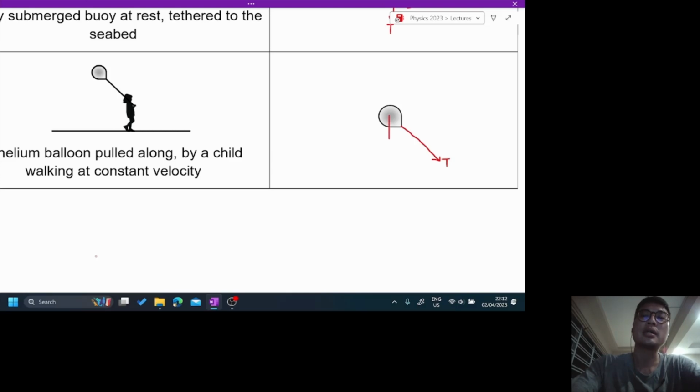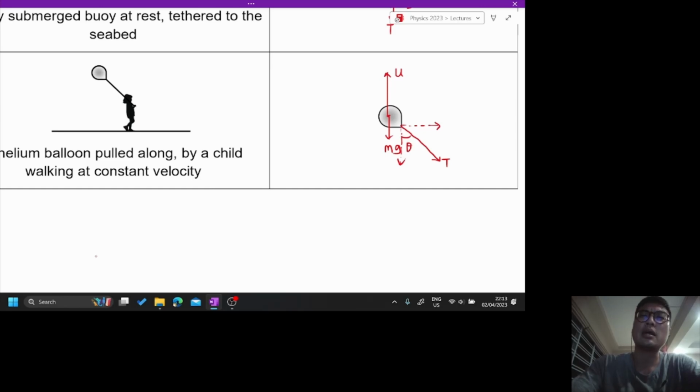Well, let's also think about how the weight works. The weight acts downwards, and that is holding the balloon down. There's also an upthrust that goes in this direction. Now, what we see is that the tension can then be resolved into two components. The tension is actually pulling to the right as well as downwards.